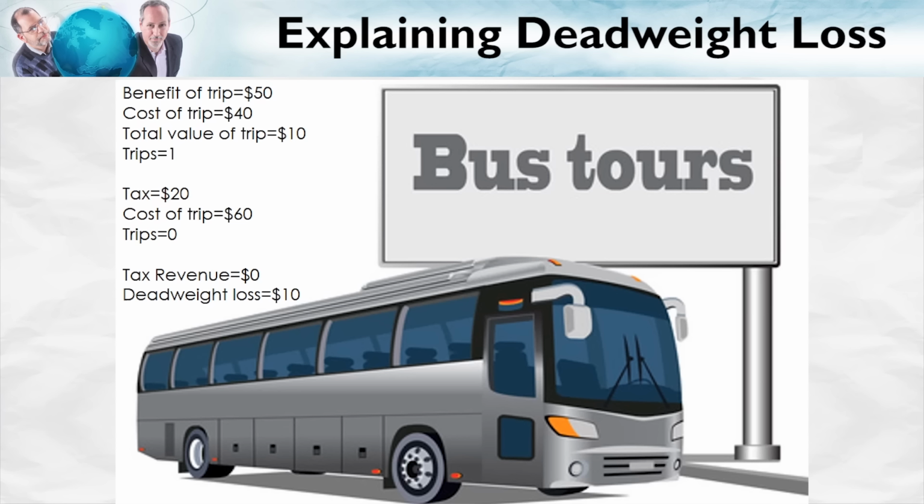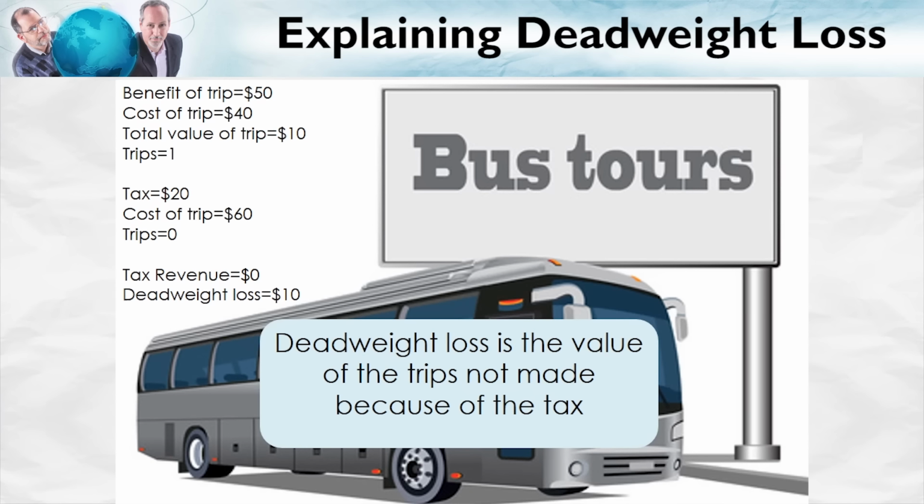There's no revenue. So, deadweight loss is the value of the trips not made because of the tax. And there's no revenue on trips which aren't made. Government only makes revenue on the trips which continue to occur. So deadweight loss is the value of the trips not made because of the tax. Now, to return this to a more general case, instead of trips, let's just replace that with trades. Deadweight loss is the value of the trades not made because of the tax.